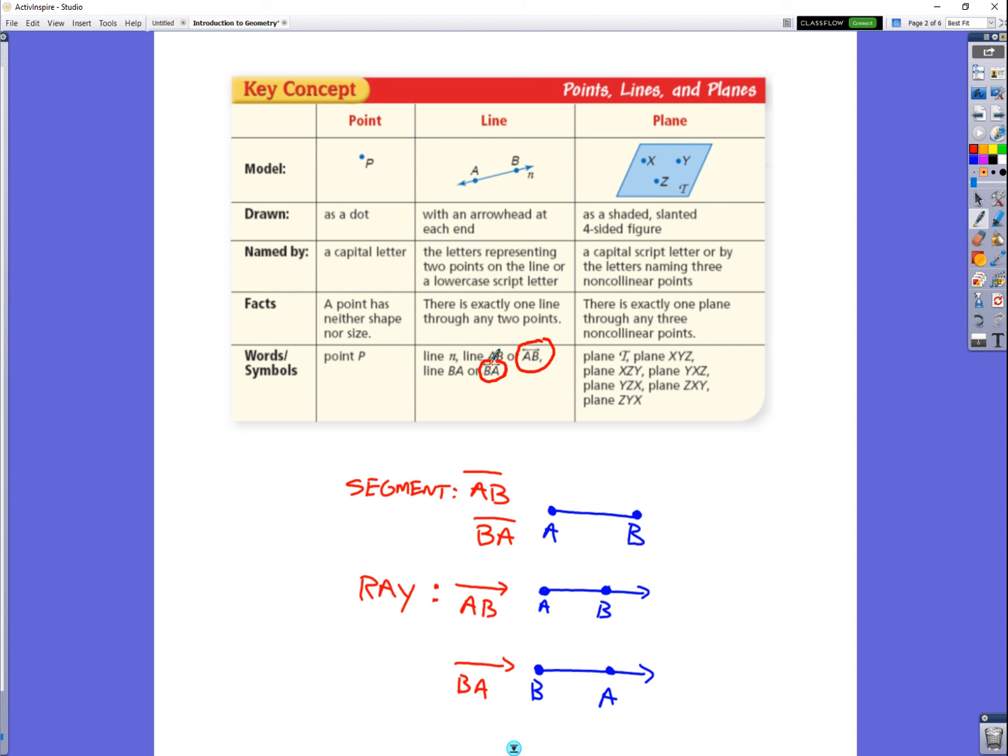If there happens to be an italicized letter there, which doesn't happen very often, then you can call this line N and just use one letter. That letter is not a point, but you have to write the word line in front. You cannot call this line B, you can't call it line A. Down here it tells you different ways that you can name them.